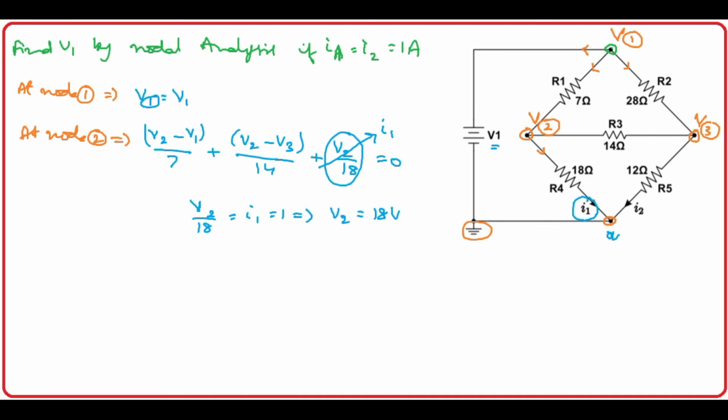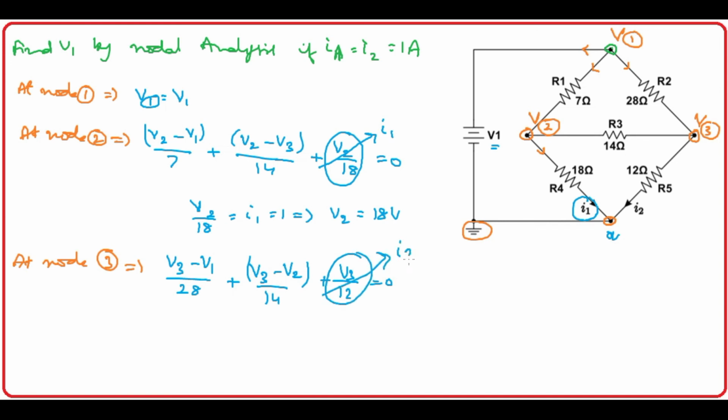So at node 3, we need to go ahead with node 3. At node 3, how to find V3? Simply (V3 minus V1) by 28 plus (V3 minus V2) by 14 plus V3 by 12 equal to 0. Obviously V3 by 12 is I2, and V3 by 12 equal to I2 implies V3 is equal to 12 volt. Simple concept. So over. That's all.